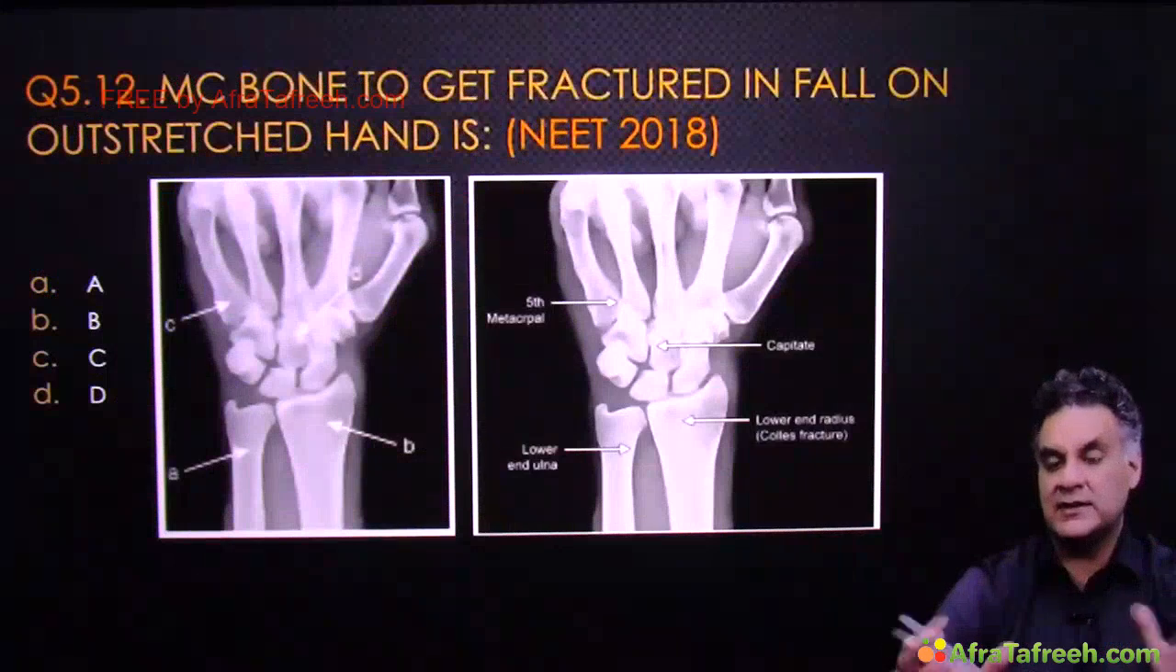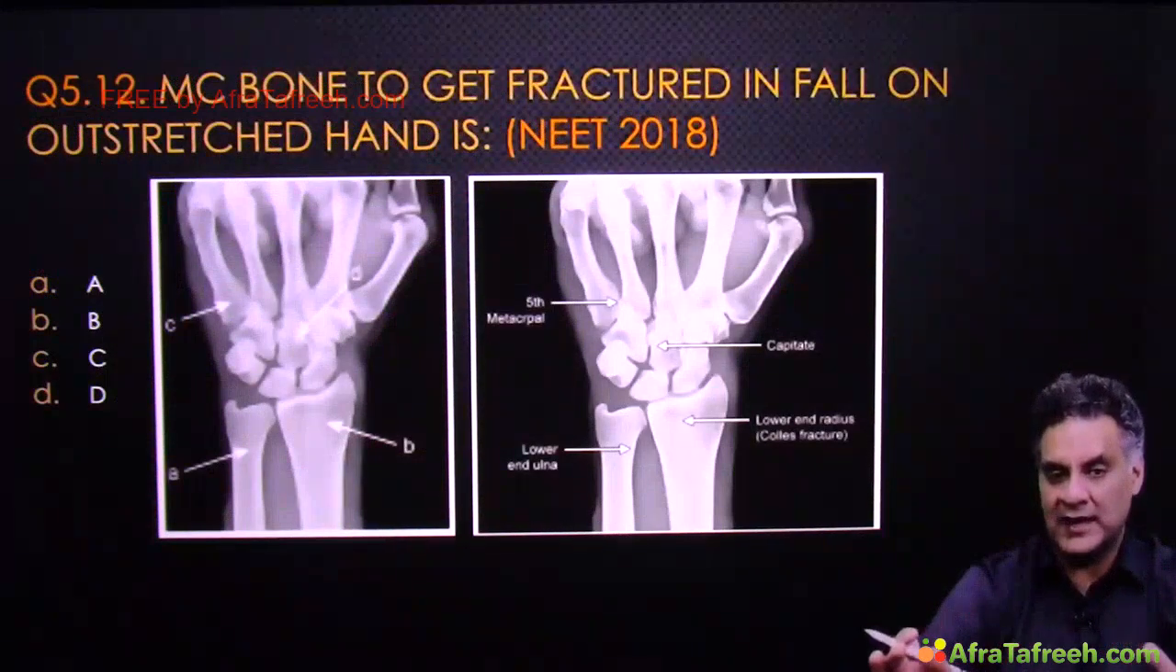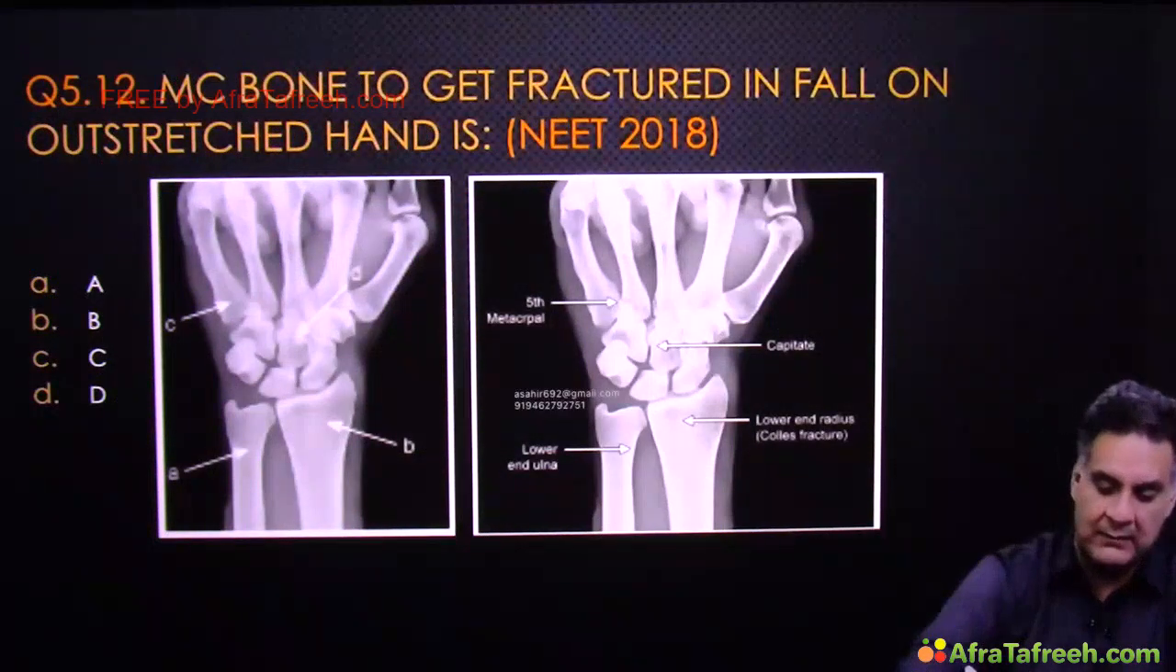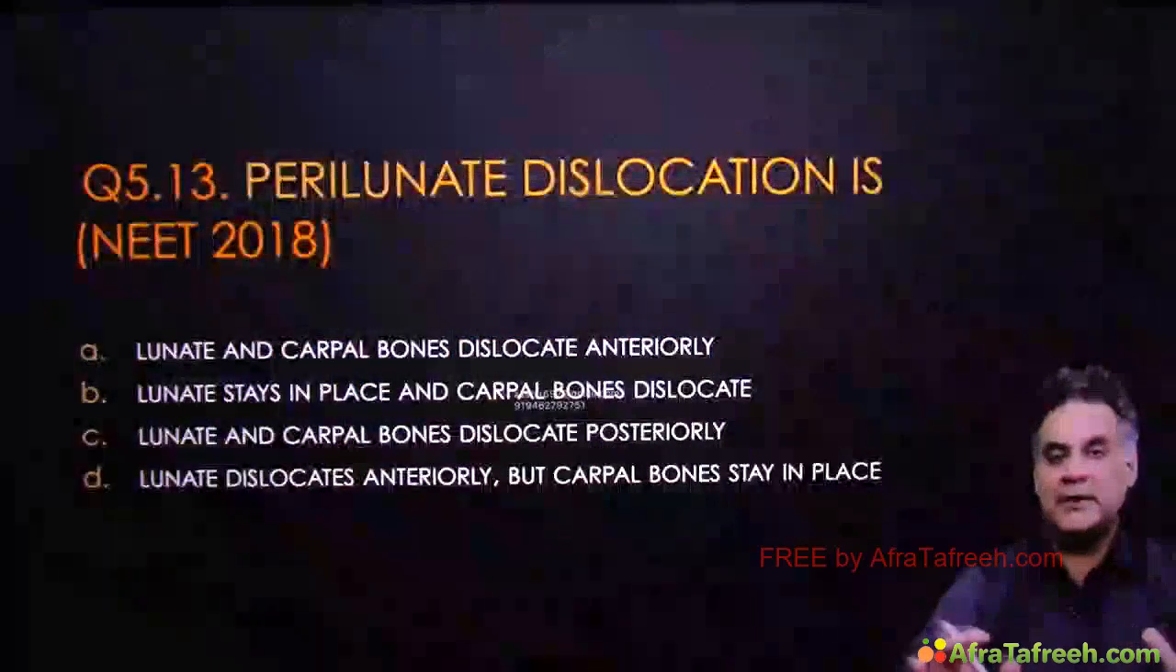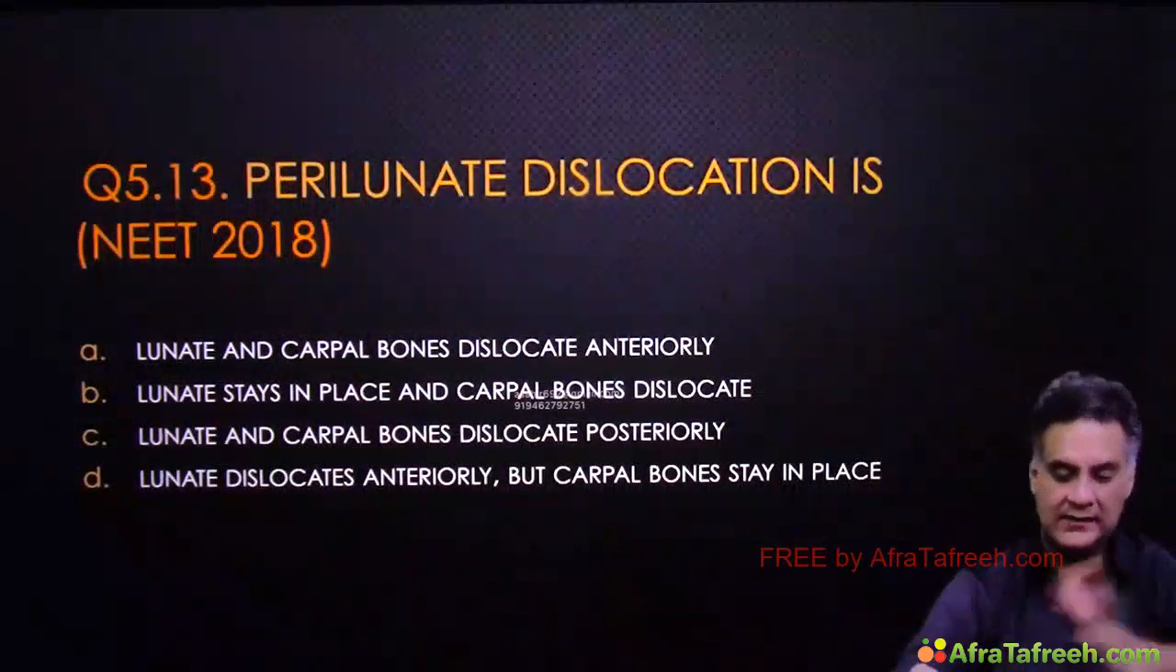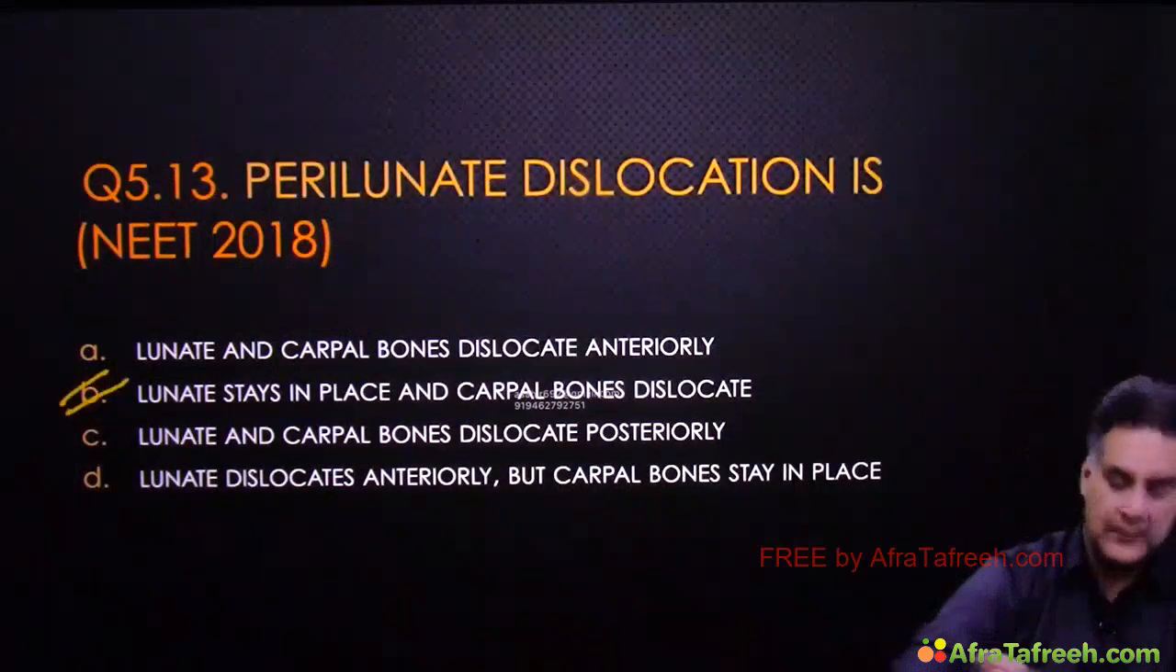Most common bone to fracture on a fall on an outstretched hand is Colles, which is labeled by B here. Perilunate dislocation, the lunate stays, the other bones go out.